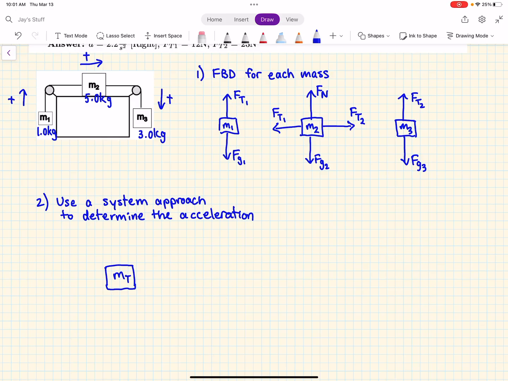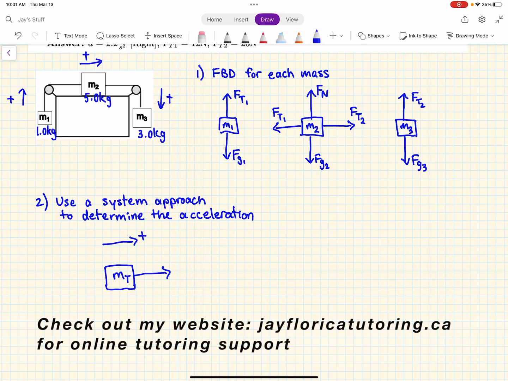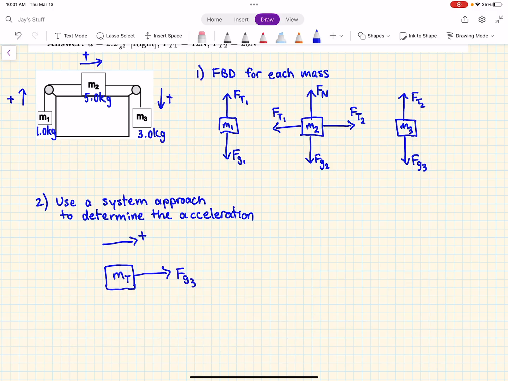So because we're now treating this as a total mass, and earlier I defined the acceleration as just to the right in general, I'm just going to draw it as a general, sort of, this is the positive direction. So the only force that's moving in the positive direction externally is Fg3. And the only force that's pulling in the opposite direction is Fg1.